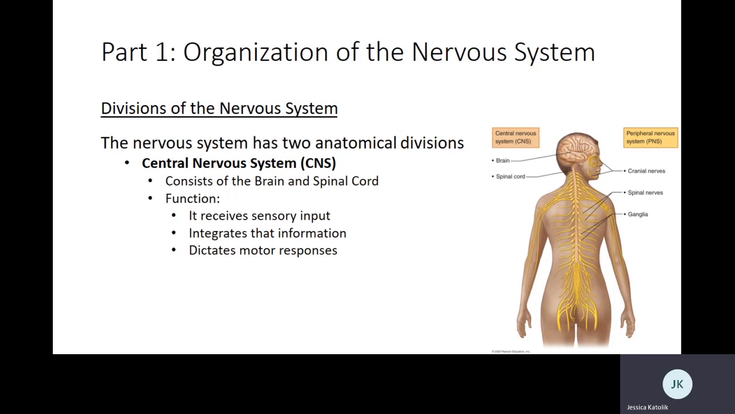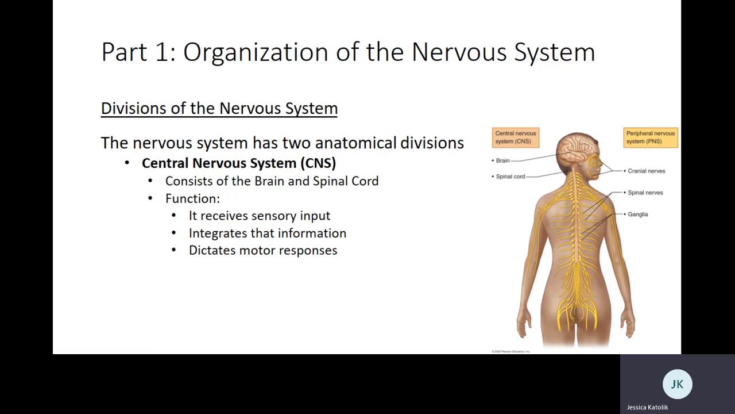The nervous system has two anatomical divisions. The first would be the central nervous system. The central nervous system consists of the brain and the spinal cord. So that is located here and here. So here we have the brain that would be in the cranial cavity, and then the spinal cord that would be in the vertebral cavity.